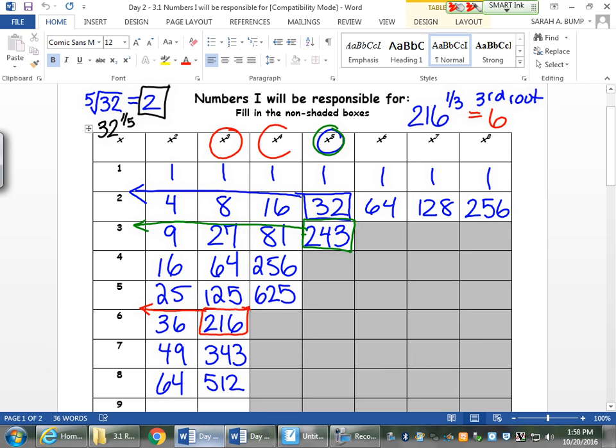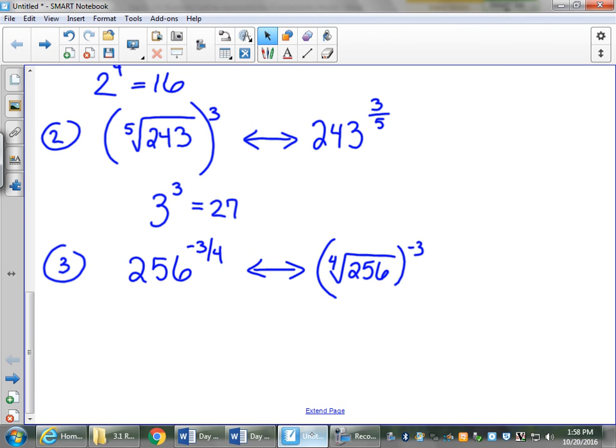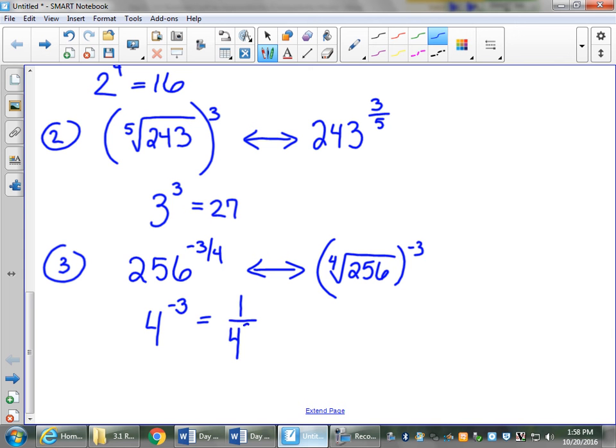So 4th root, 256 is 4. So back over here, 4th root of 256 is 4 to the negative 3rd. And now, because it's a negative exponent, it's going to move to the denominator. We're going to get 1 over 4 to the positive 3rd, which is 1 over 64.